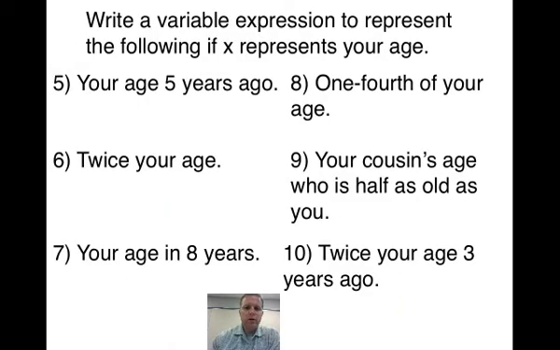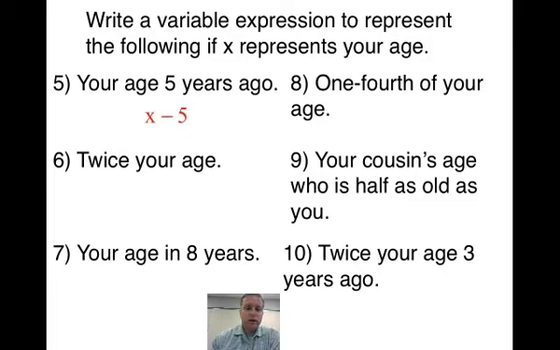So write a variable expression to represent the following if x represents your age. So your age 5 years ago. Well, 5 years ago, the easiest way I found to do it is take your age right now, and how would you figure out your age 5 years ago? It would be x minus 5.